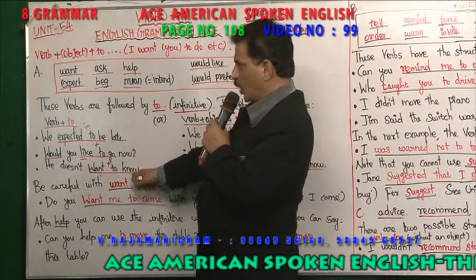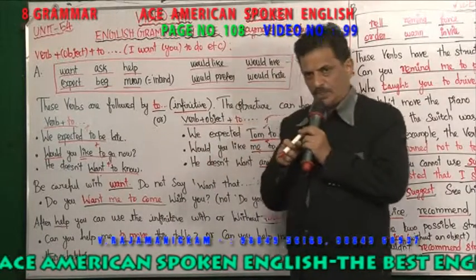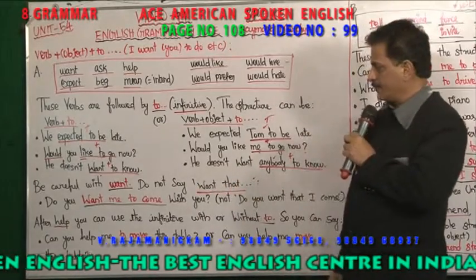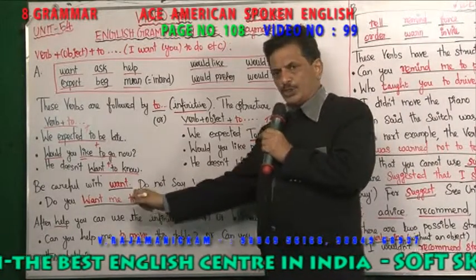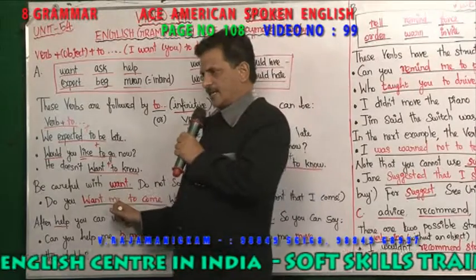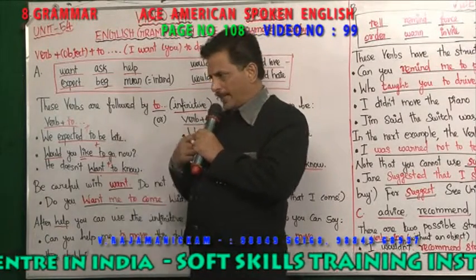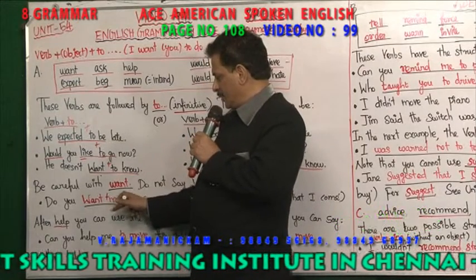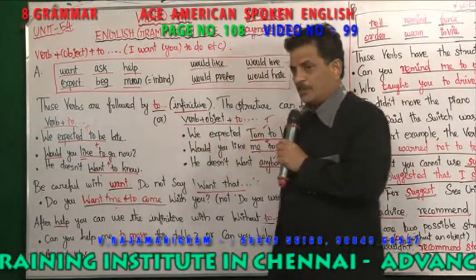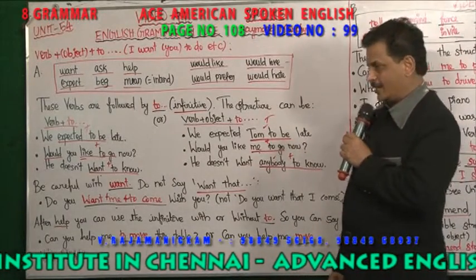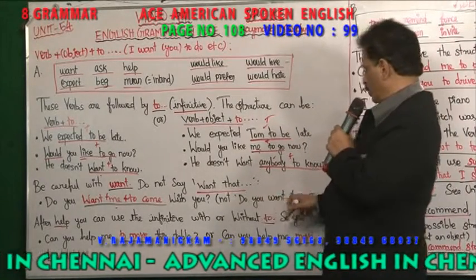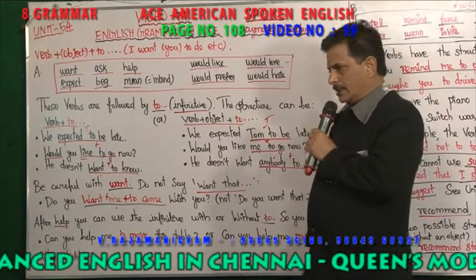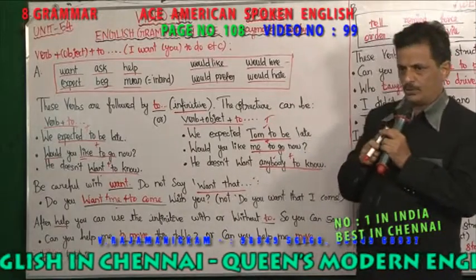Be careful with want. You have to be very careful with want. Want is a verb. Don't say want that. Do you want me to come? After want, what's there? Object is there, me. Do you want me? Plus infinitive. Want plus object plus to come. Mind you, you are not supposed to use that after want. Not do you want that I come. No. Do you want me to come?